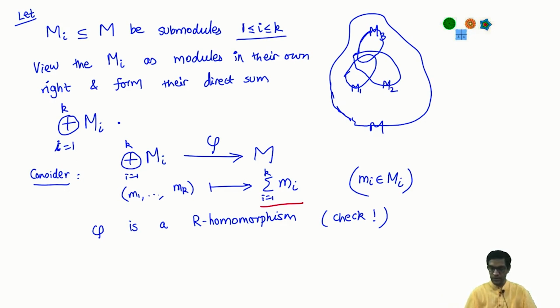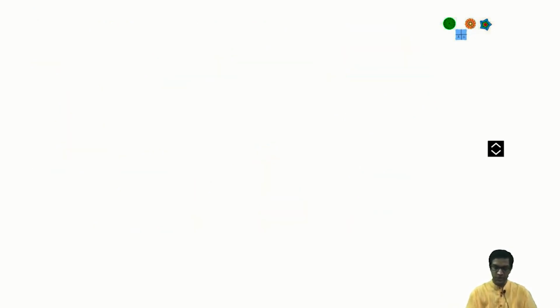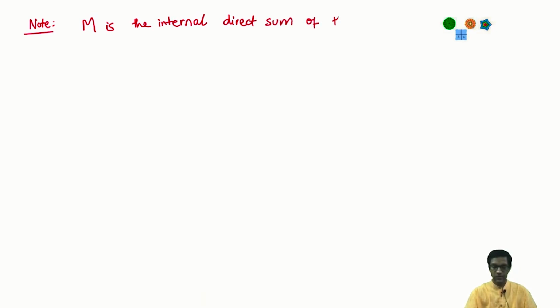Okay, so what this means is that more or less by definition, observe that M is the internal direct sum of the submodules Mi, i from 1 to k, is the same as saying that this map phi which I just defined is an isomorphism. Phi is an isomorphism.